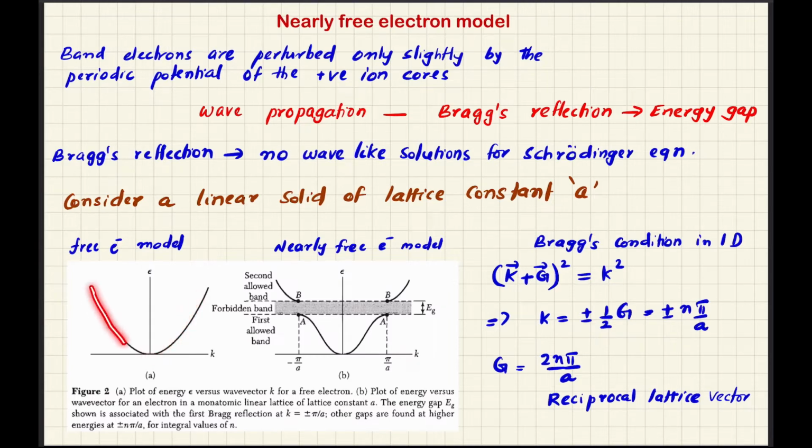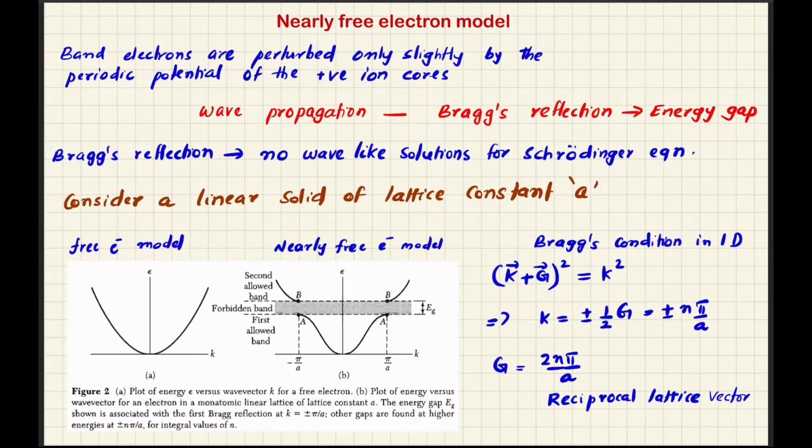So, this gives you the energy of a single free electron, which varies parabolically with respect to k. And in the case of nearly free electrons, the plot is slightly perturbed. Actually, the electron undergoes slight perturbation due to the positive ion core, and the energy gets modified.